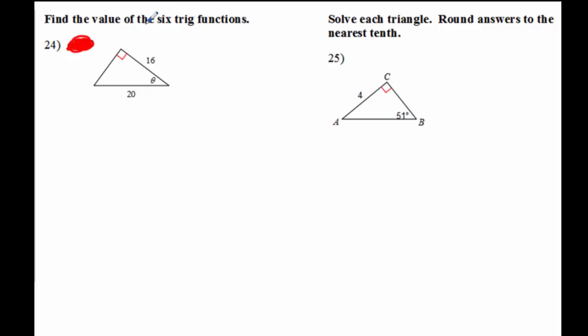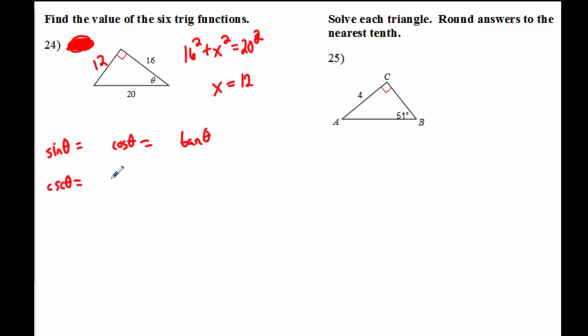So we need the third side of this, so we have to do the Pythagorean theorem. And when we work that out, we get that x is 12. And so we're going to find sine, cosine, tangent, and the other ones. All right, so sine, it matters where our angle is. So opposite of this is 12, adjacent is 16, and hypotenuse is 20.